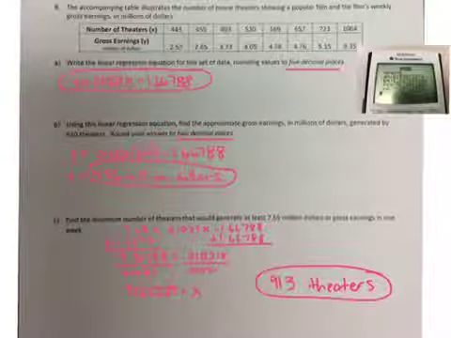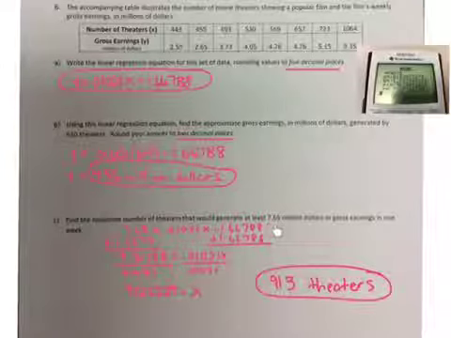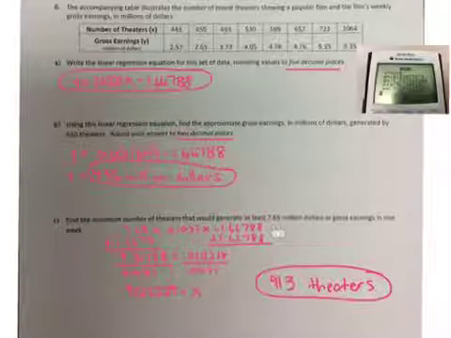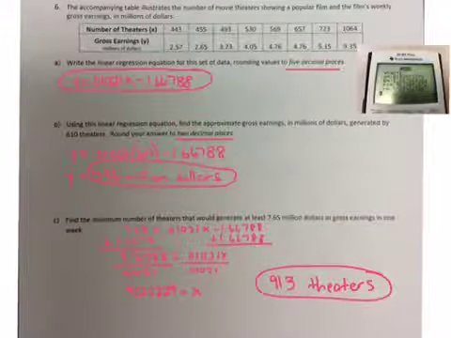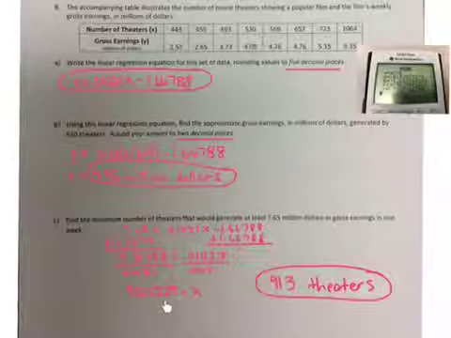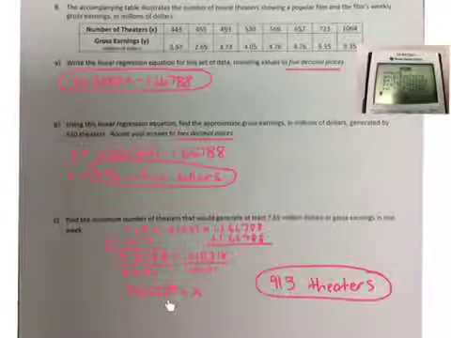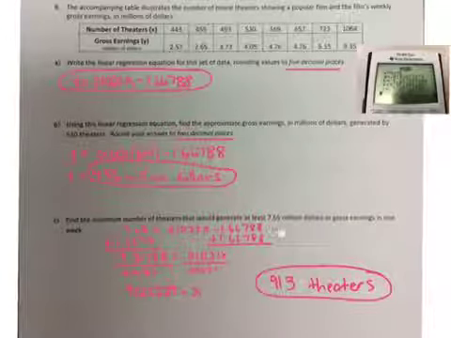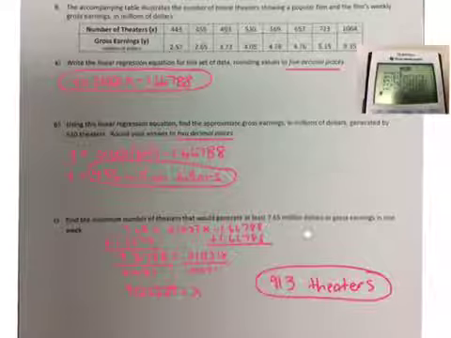Then for part C, they wanted to know the minimum number of theaters that would generate at least $7.65 million. So you can plug in 7.65 for the y, for the earnings, and just solve. When you solve, you do get 912.6229, but you do have to round up because we want to generate at least $7.65 million, so we would need 913 theaters to do that.